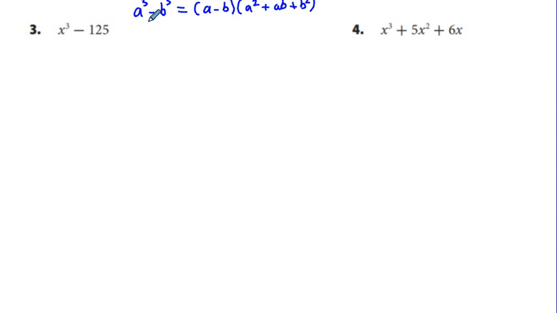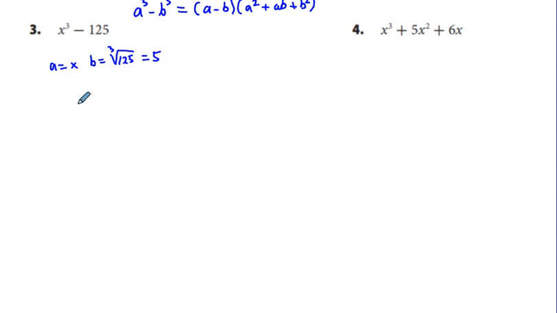So we can write for this x cubed minus 125, it would be like a is equal to x, and b is going to be equal to the cube root of 125, and the cube root of 125, I hope you recognize, is 5.